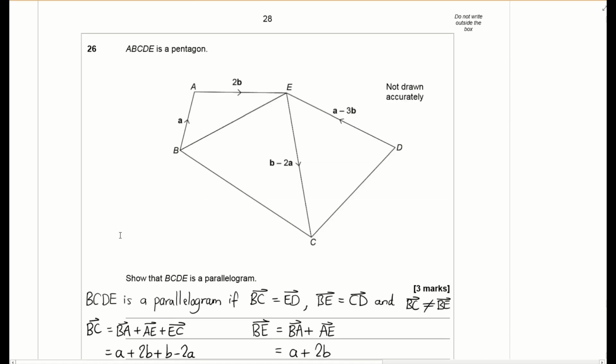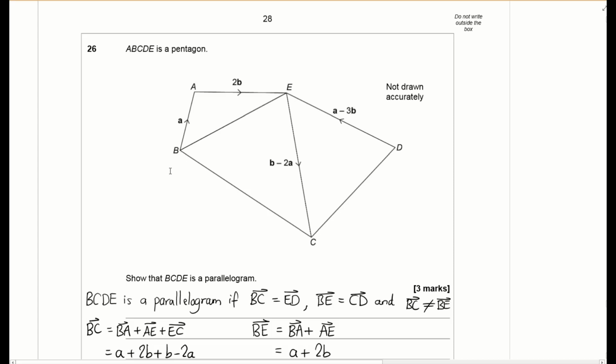Question 26. ABCDE is a pentagon. Show that BCDE is a parallelogram. So note, first of all, we've actually got 4 of the sides labelled with their respective vectors. So remember, vectors also have a direction, so you have to take note of the direction that these arrows are pointing in. If you go against the grain or against the arrow, then it swaps the sign of the components of the vector. So B to A would be plus A, but A to B would be negative A.